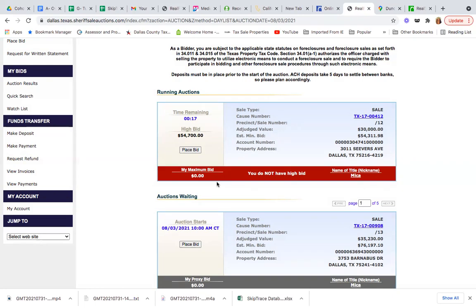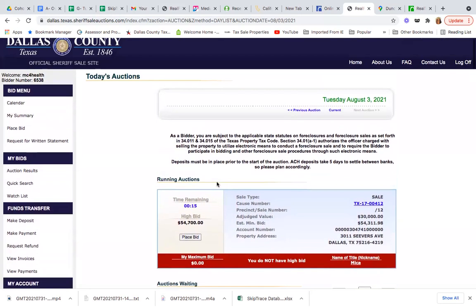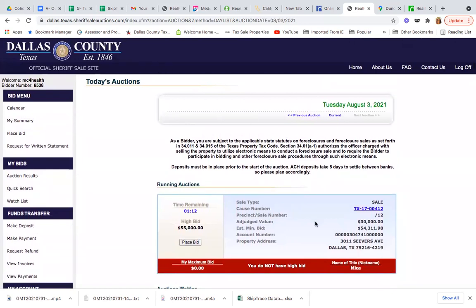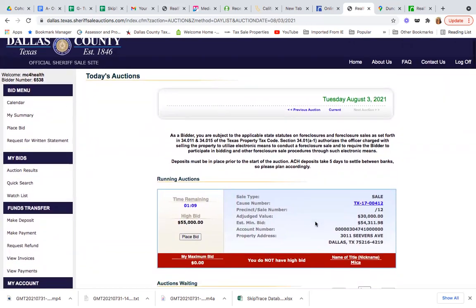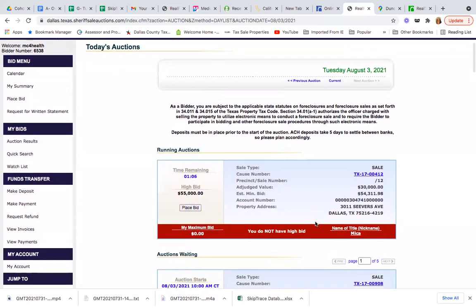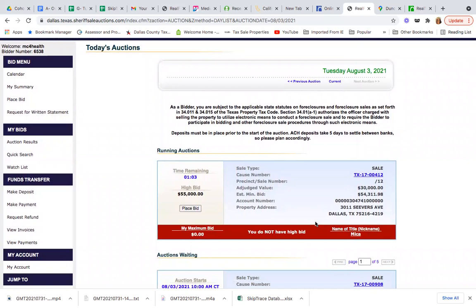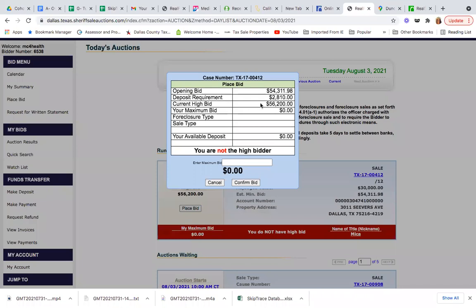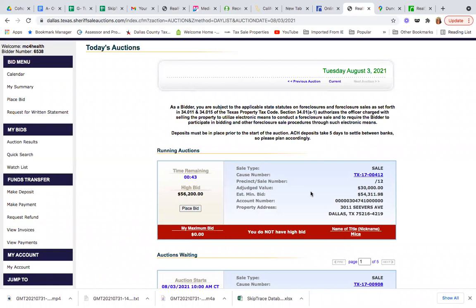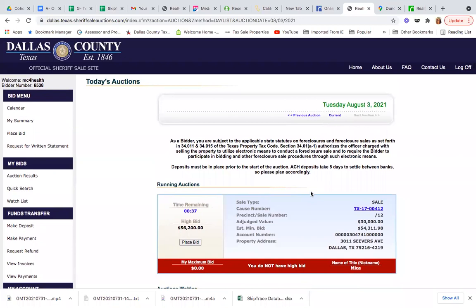So I would advise you, if you want to invest in Dallas County, because that's where we are today, to definitely do a high deposit. Because if you say you just deposited $1,000 and, as you can see for example, this one's deposit requirement is 2,800, then you can't bid on this property. So I just wanted to go over that. I noticed that their deposit requirements are different for each property. Those are some of the things I wanted to point out to you guys in regards to the Dallas County online auction.